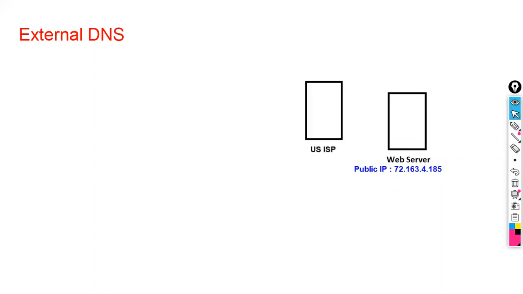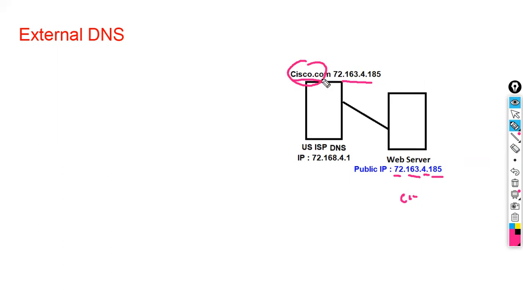So what you will do, you are in US, this server is in US, so you will contact the US ISP and you will provide the information to this US ISP. You will say that our IP address, our web server IP address is 72.163.4.185 and our domain name is cisco.com. So this DNS server will have this domain name plus IP address. This is the US ISP. Okay, and US ISP IP address is 72.168.4.1.